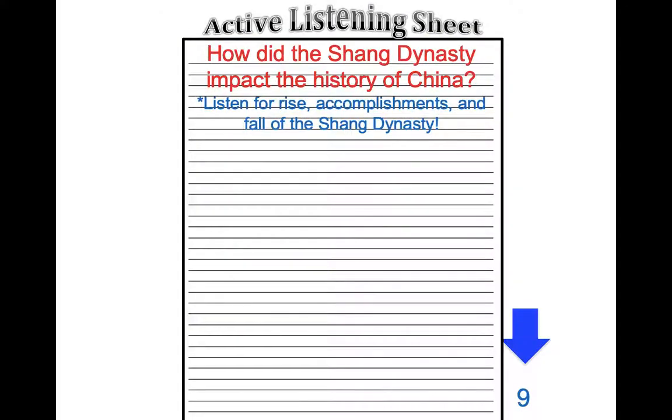Please write the guiding question at the top. How did the Shang dynasty impact the history of China? You're listening for the rise, the accomplishments, and the fall of the dynasty. So how did it come to be? What are the good things that happened during the dynasty, and why did it come to an end? That would be the fall. You only have to write the red guiding question at the top. The blue is for your reference, but if you're not going to remember what to listen for, you probably want to write that down also.